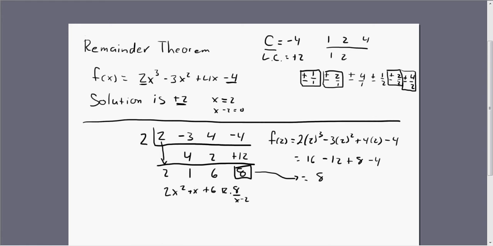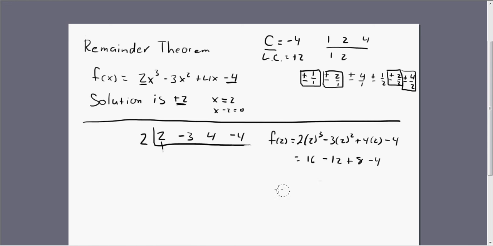I'm going to try this one more time. Let's say it was a -2. And another point about the remainder theorem is this should make sense if you think about it logically, because if there was no remainder, that would mean that this would equal 0, which is one of the solutions.